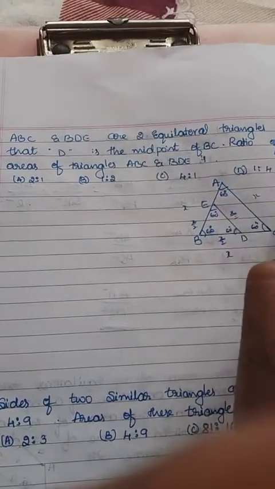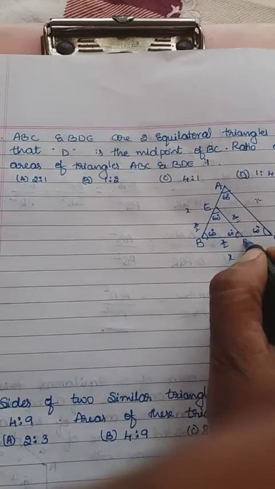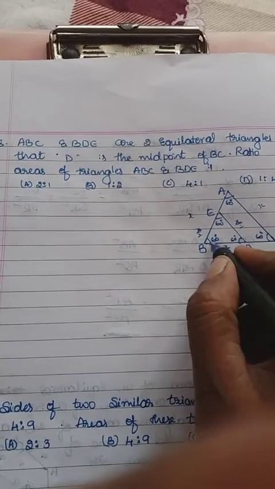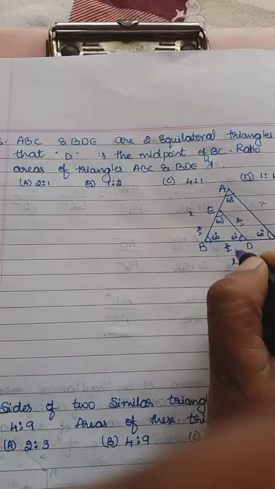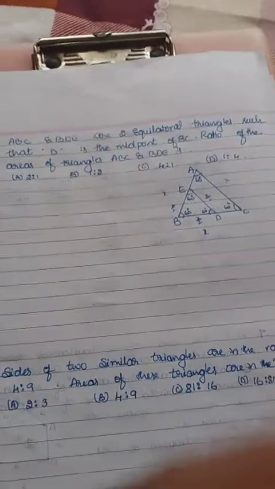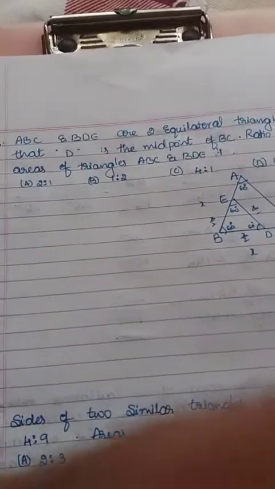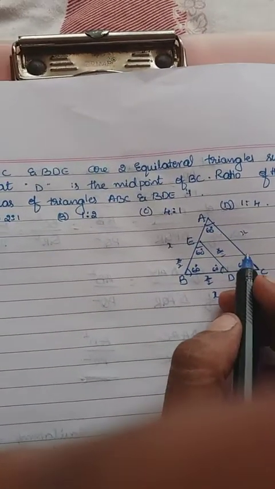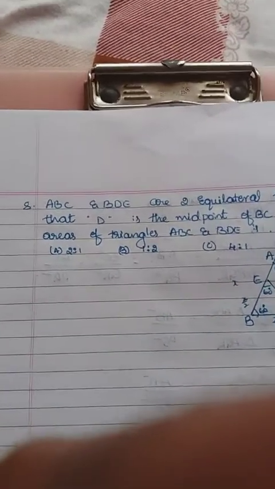BC is X, AC is X and AB is X, and for the smaller triangle, because D and E are the midpoints, each side is half, X by 2. So BD is X by 2, ED is X by 2 and EB is X by 2. You have to get to know that, because D and E are the midpoints, they divide the sides into halves. Clear? So let us prove that.